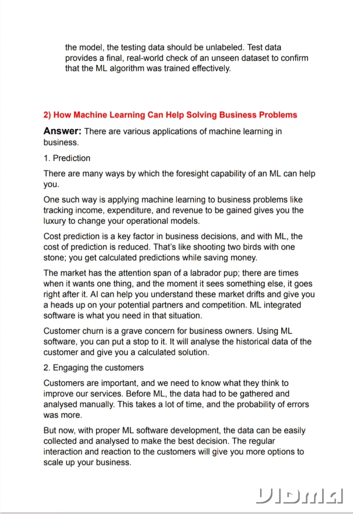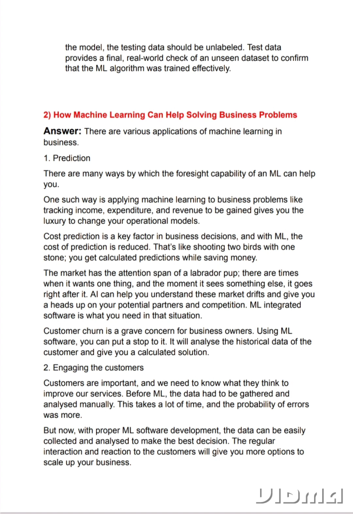2. How machine learning can help solving business problems. Answer. There are various applications of machine learning in business. 1. Prediction. There are many ways by which the foresight capability of an ML can help you. One such way is applying machine learning to business problems like tracking income, expenditure, and revenue to be gained. It gives you the luxury to change your operational course. You get calculated predictions while saving money.